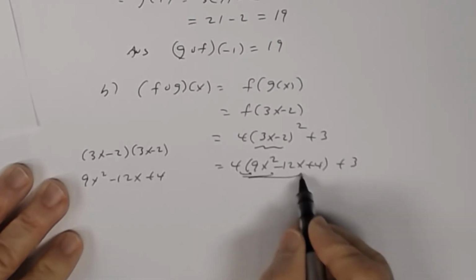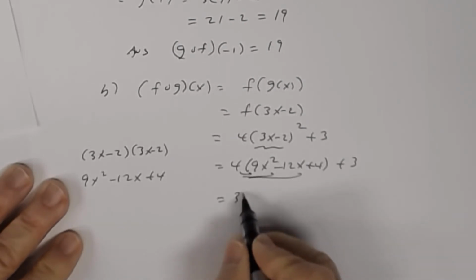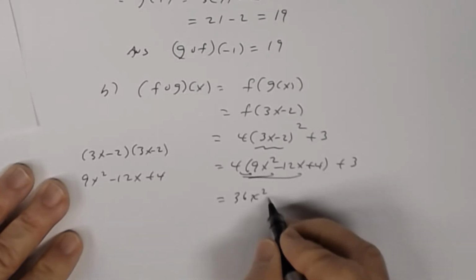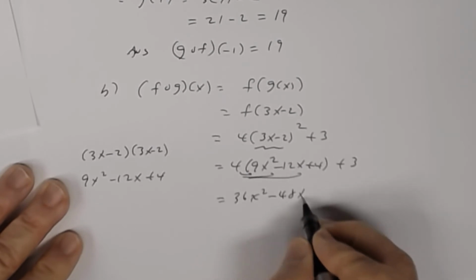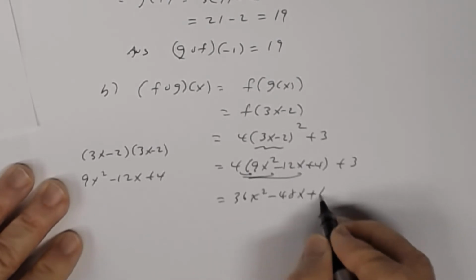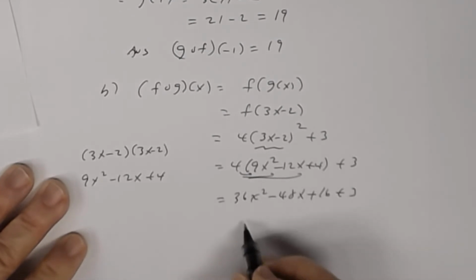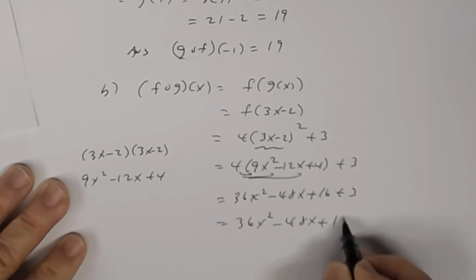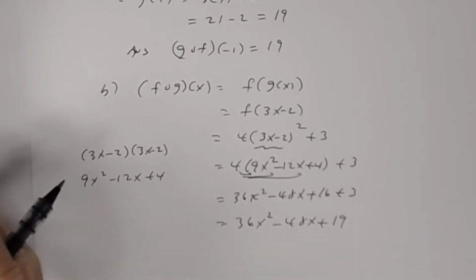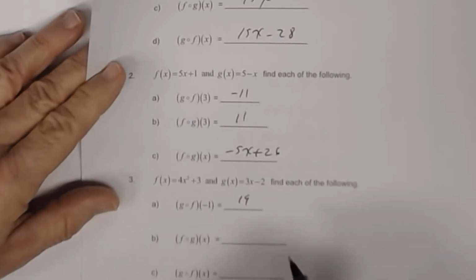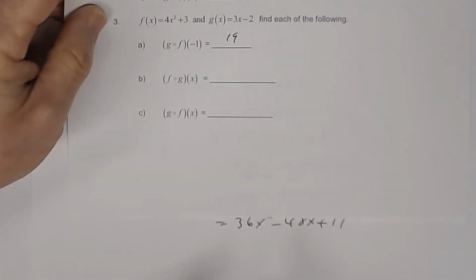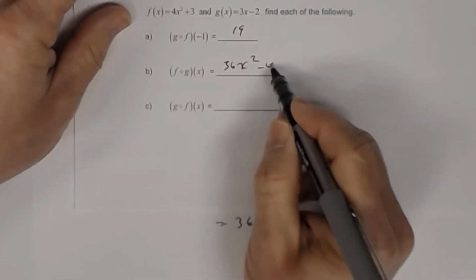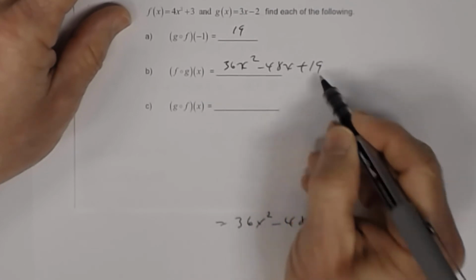So when I distribute, I get 4 times 9x squared is a 36x squared. 4 times a negative 12x is going to give me a negative 48x. And then 4 times 4 is a 16, and then plus 3. Combining like terms, I get 36x squared minus 48x plus 19. All right, so that's letter B. All right, so that's 19 here. And then over here, we get 36x squared minus 48x plus 19.